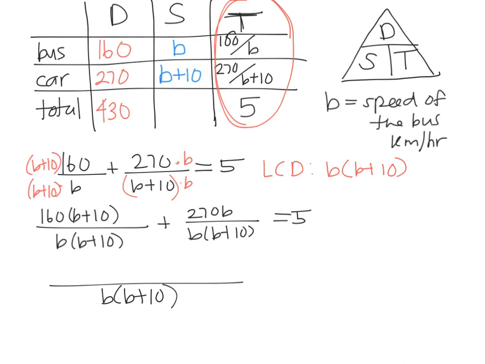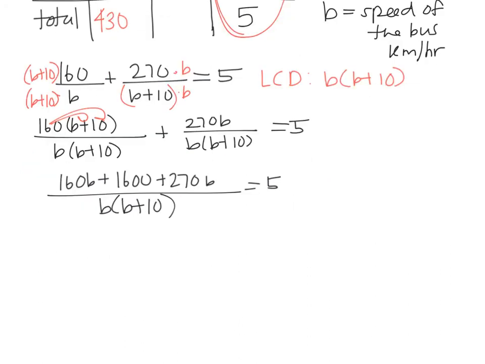We're going to expand this guy here. So we have 160B + 1,600 + 270B is equal to 5. We're going to keep on simplifying. So if we add these two like terms here, we're left with 430B + 1,600 all over B times (B + 10) is going to equal 5.